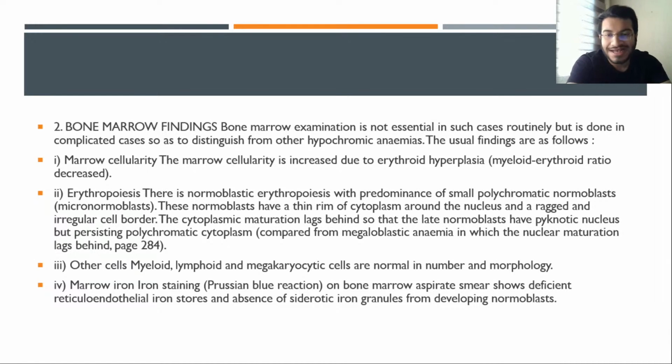So, bone marrow findings. Bone marrow examination is not essential. Then marrow cellularity: the marrow cellularity is increased due to erythroid hyperplasia. The myeloid-erythroid ratio will be reduced, because erythroid is increased.